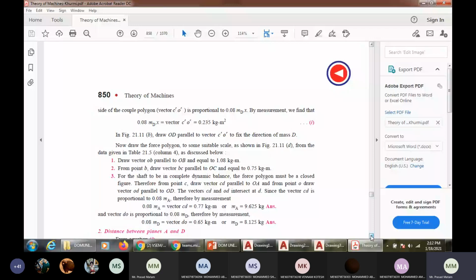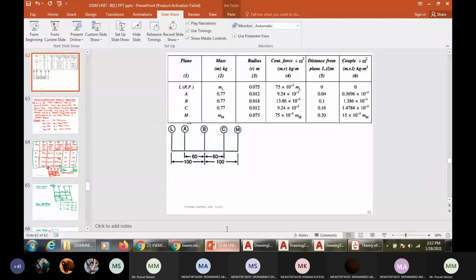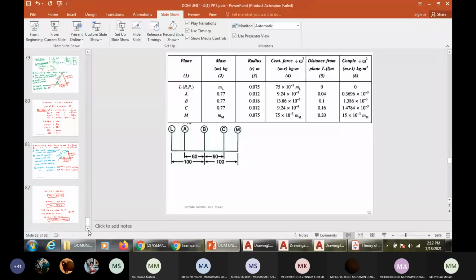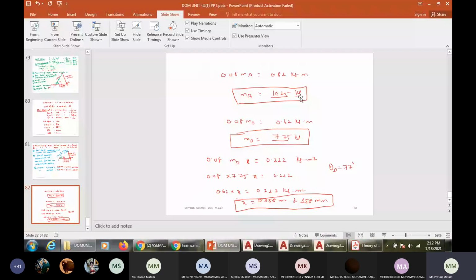Okay. ME I am getting as 9.6 kg. MD I am getting as 8.1 kg here. When I solve, how much am I getting here? A is 10.25. D is 7.75.